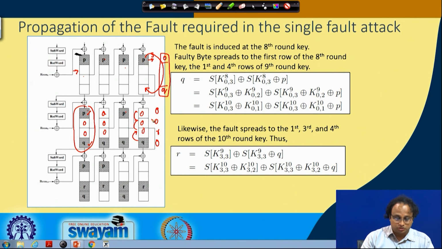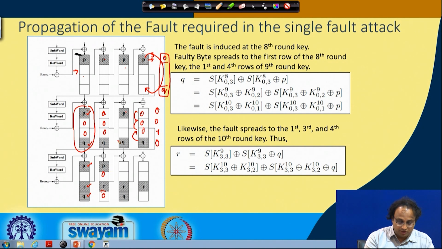Now if you take an XOR of this and this, you will get a P which comes over here, because P XORed with 0 will be P. Likewise, this R will propagate here, and you will have Q XORed with 0, so it will be Q. When you take an XOR with this, then Q and Q will get cancelled. So you will have 0 here, this will be 0, and you will have P and R.